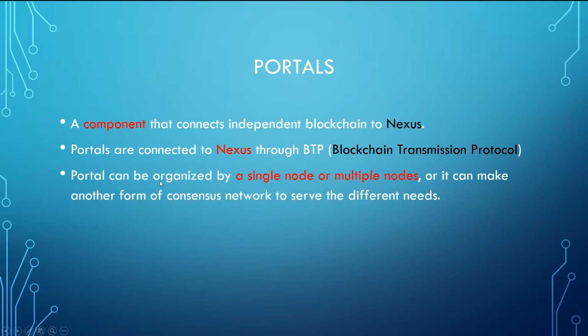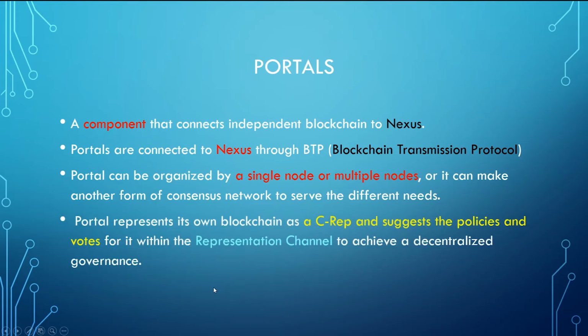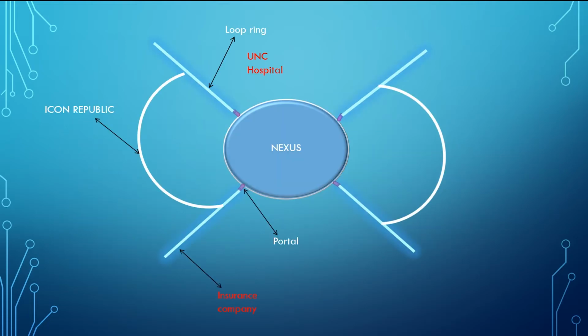Portals can be organized by a single node or multiple nodes, or they can make another form of consensus network to serve different needs. Portal represents its own blockchain as a CREP, and it suggests the policies and votes for it within the representation channel to achieve a decentralized governance.